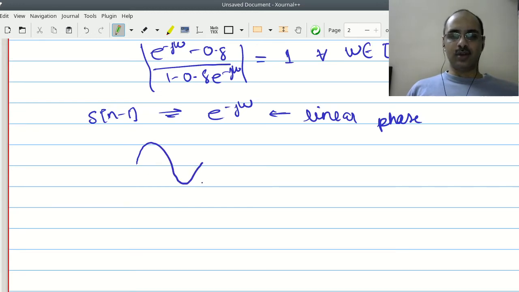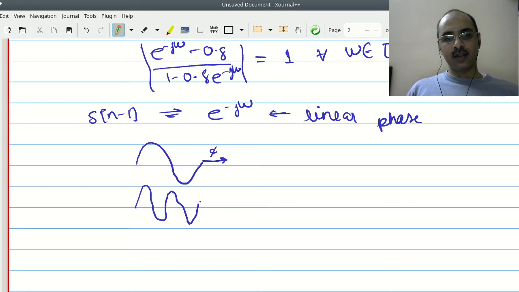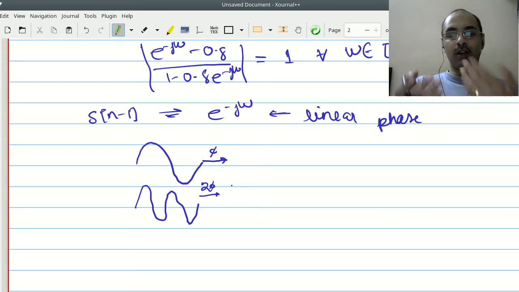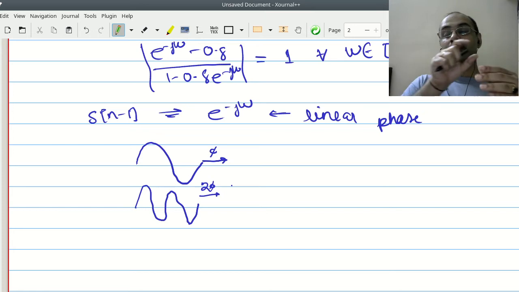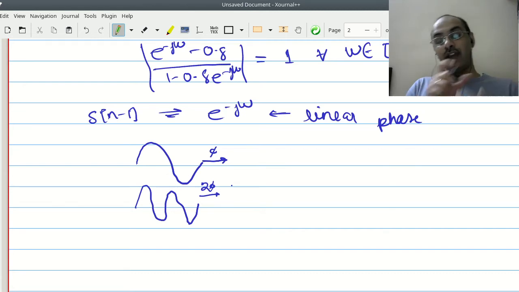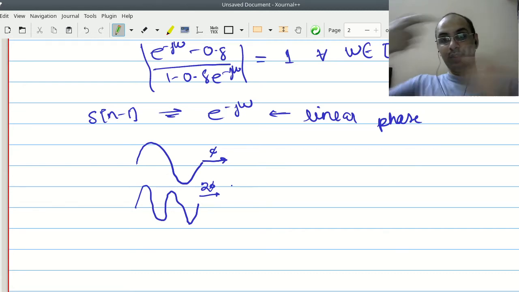suppose this is a sinusoid. If this gets an extra phase of phi when you shift it, then if you have exactly twice the frequency, then this should get a phase of 2 phi for it to align. That is, whenever you want to shift sinusoids, if the sinusoid of frequency f gets a phase shift of phi, then the sinusoid of frequency 2f should get a phase shift of 2 phi for it to align.